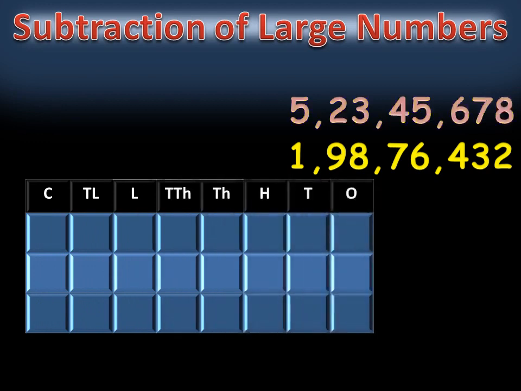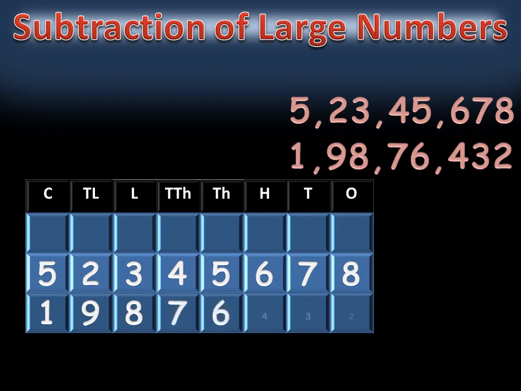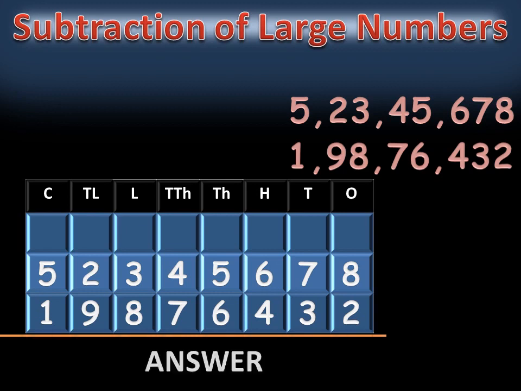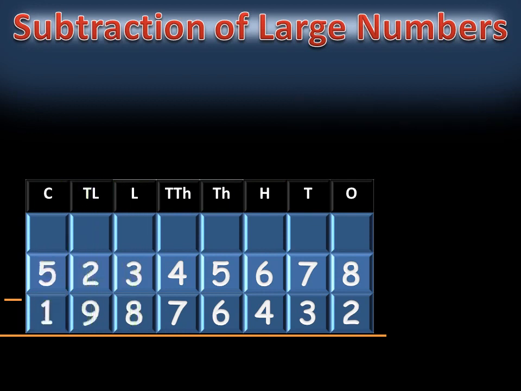First, we will write the bigger number, 5 crore 23 lakh 45,678. Then we will write the smaller number, 1 crore 98 lakh 76,432. Now we draw a line so our answer can be written below it, and we write a minus sign on the left to show that we are subtracting. As usual, we start subtraction from ones, then tens, then hundreds, then thousands, then 10,000s, then lakhs, then 10 lakhs, next crore, and lastly 10 crore.